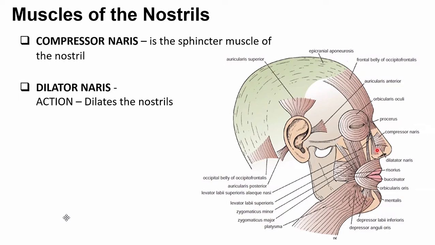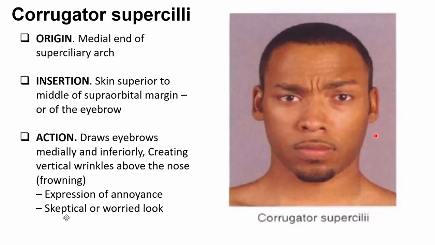Now we go to corrugator. Corrugator naman, the origin comes from the medial aspect of the eyebrow. And it inserts to the skin superior to the supraorbital margin of the eyebrow, midline. So once the corrugator contracts, it draws the eyebrow together. It draws the eyebrow medially, creating vertical wrinkles above the nose. It's like frowning. So it is an expression of annoyance or skeptical or worried look.